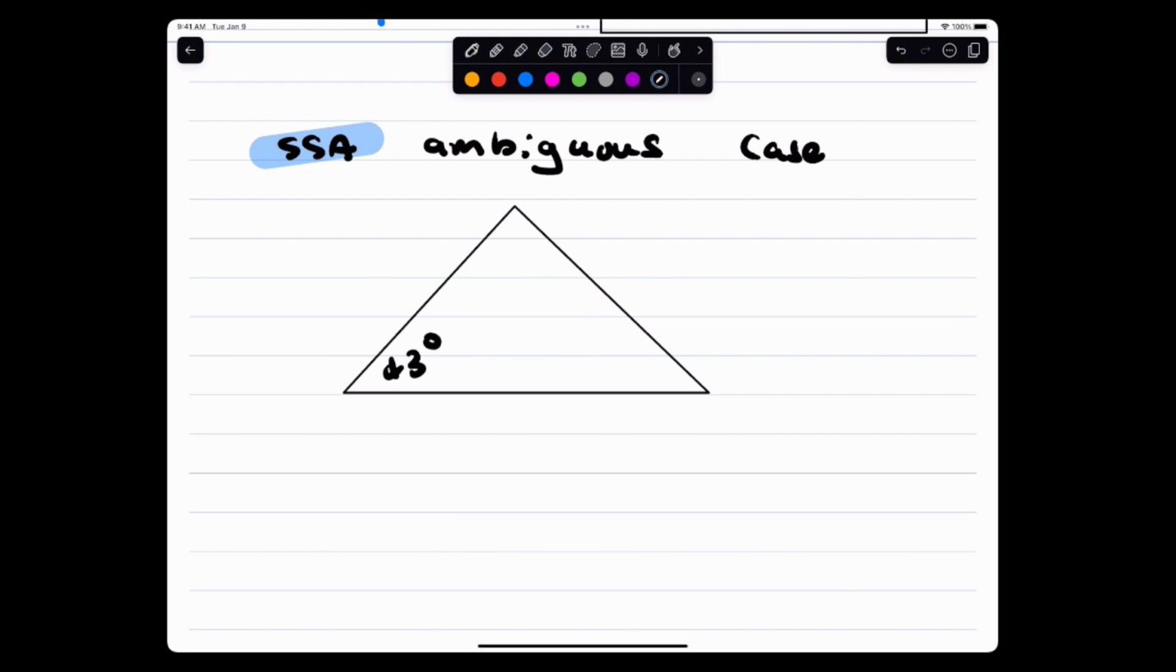I'm going to say 43 degrees here. This is 250 units. And this would be 186 units. And call this vertex A, vertex B, and vertex C.